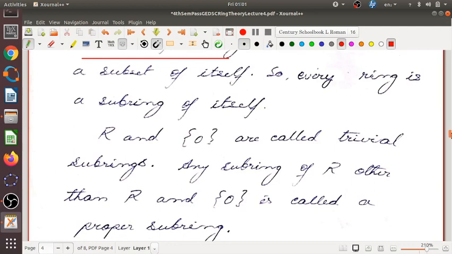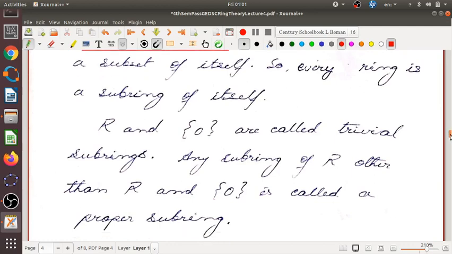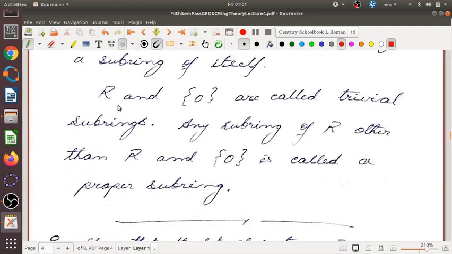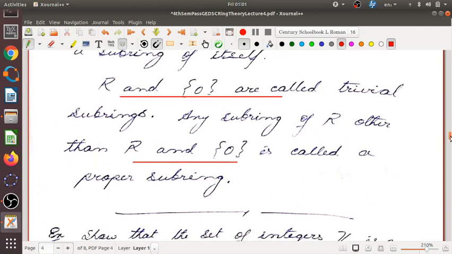So these are trivial subrings. R and 0 are called trivial subrings or improper subrings, and any subring of R other than R and 0 is called a proper subring. So any subring which lies between these two is a proper subring.